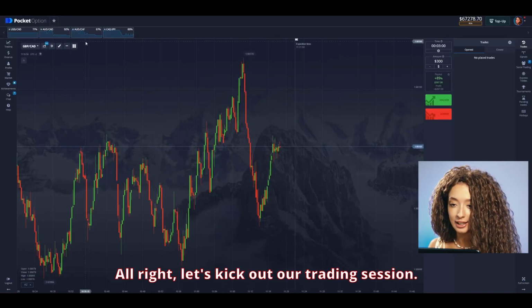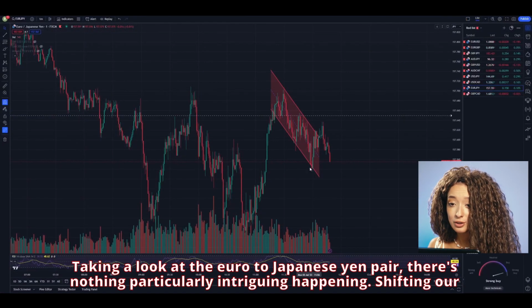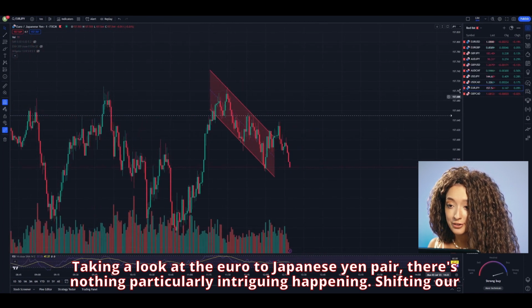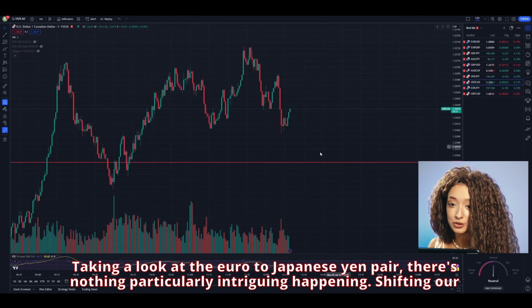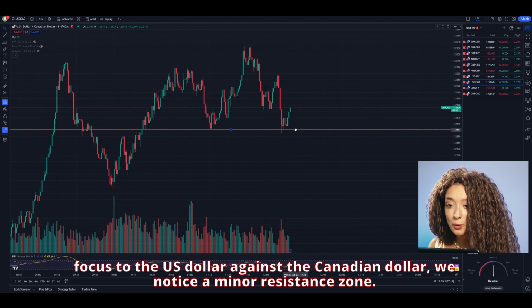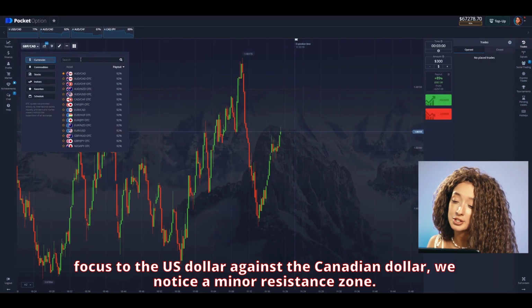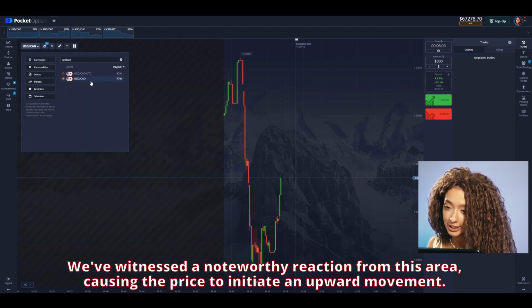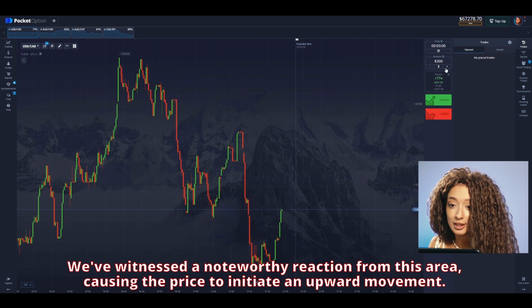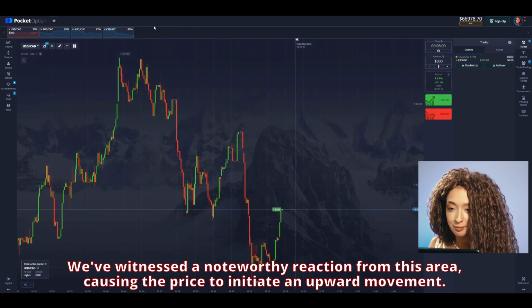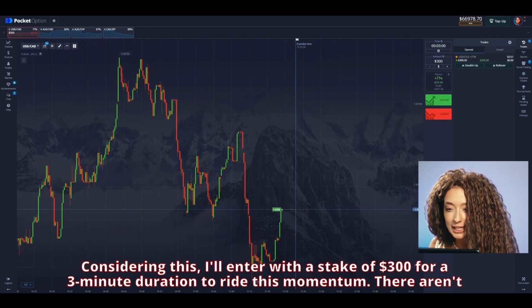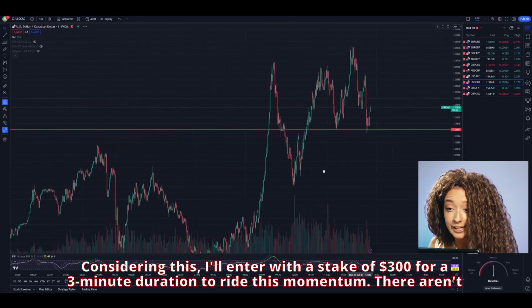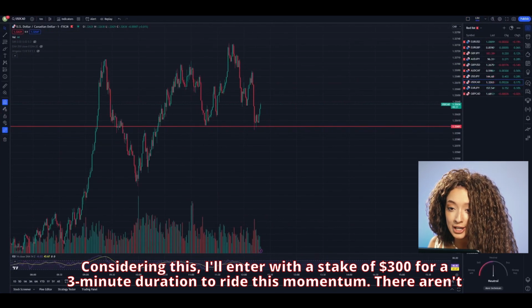Alright, let's kick off our trading session. Taking a look at the euro to Japanese yen pair, there is nothing particularly intriguing happening. Shifting our focus to the US dollar against the Canadian dollar, we notice a minor resistance zone. We witnessed a noteworthy reaction from this area, causing the price to initiate an uptrend movement. Considering this, I will enter with a stake of $300 for 3 minutes to ride this momentum.